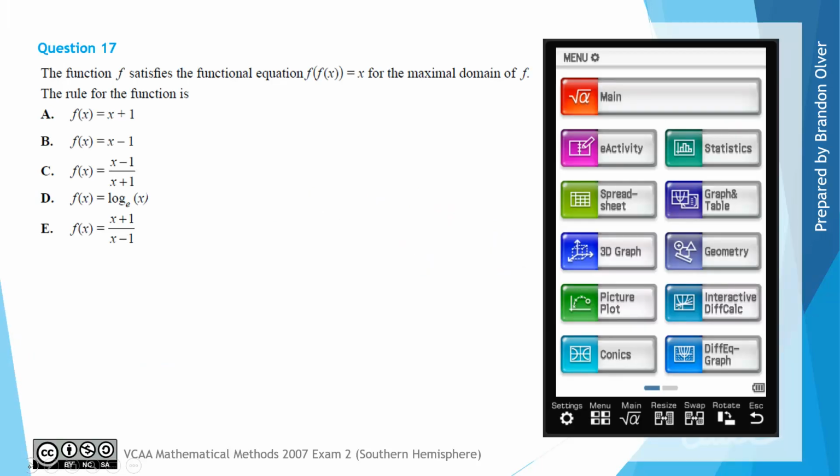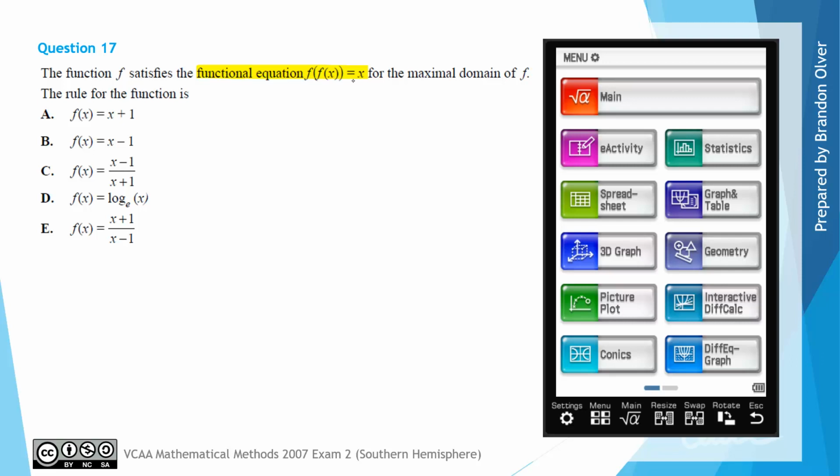So for question 17, it says the function f satisfies a functional equation f of f of x equals x for the maximal domain of f. The rule for the function f must be one of the following. So this is a problem where we can set it up on the CAS calculator and it will actually be able to judge which of these is the correct function.